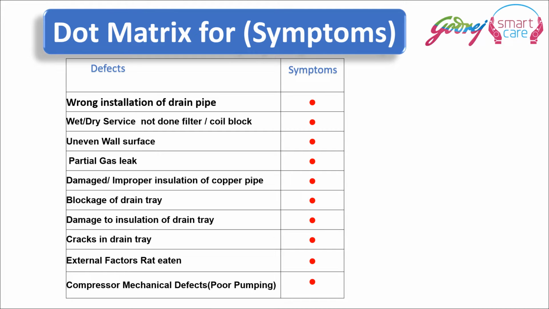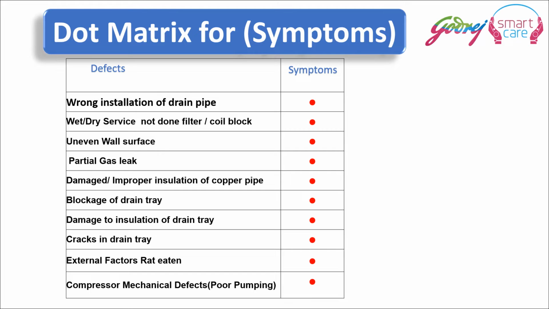Then there could be damaged or improper insulation of the copper pipe. The copper pipes which carry the refrigerant between the indoor and outdoor unit, whether they are properly insulated or not. If they are not insulated, then there is a chance that the condensation water from the cold copper pipes will trickle down somewhere in the indoor unit and it will leak outside the unit.